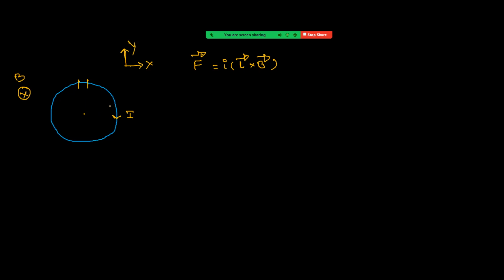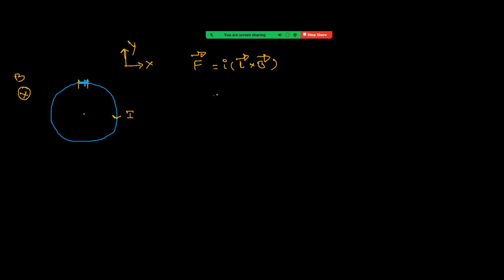Now focus carefully. Force acting on this part of the wire, only on this part. In this part, we can see the direction of current. It is right side. Focus only on that small part. Direction of current is right side. So the L bar direction is right side, which means I cap.